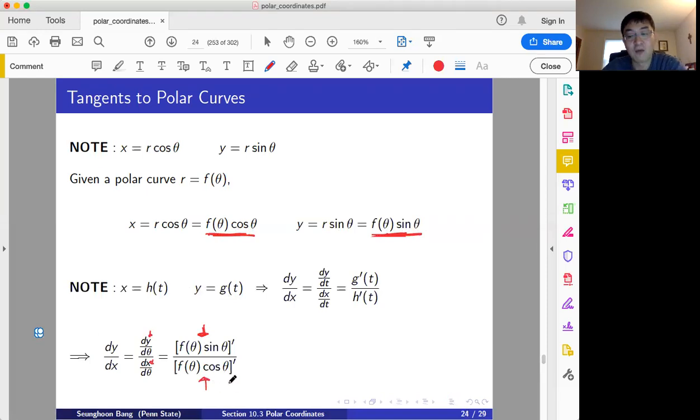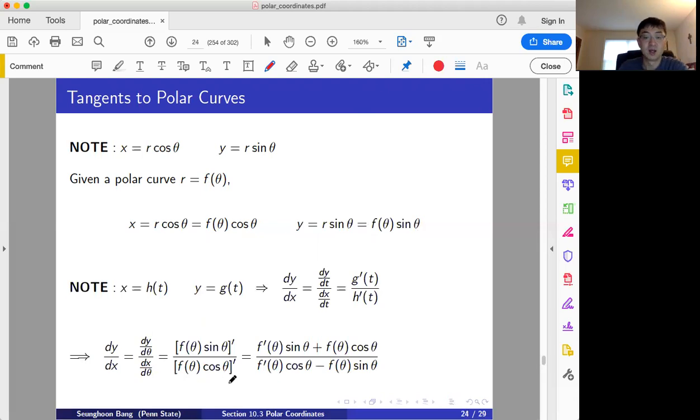How can you find (f of theta sine theta)' over (f of theta cosine theta)'? We use the product rule. F prime of theta times sine theta plus f of theta times (sine theta)'. The derivative of sine theta is cosine theta. The bottom one, f of theta times cosine theta prime, the same product rule: f prime of theta times cosine theta plus f of theta times (cosine theta)'. The derivative of cosine theta is negative sine theta. We have it. This is the whole idea.